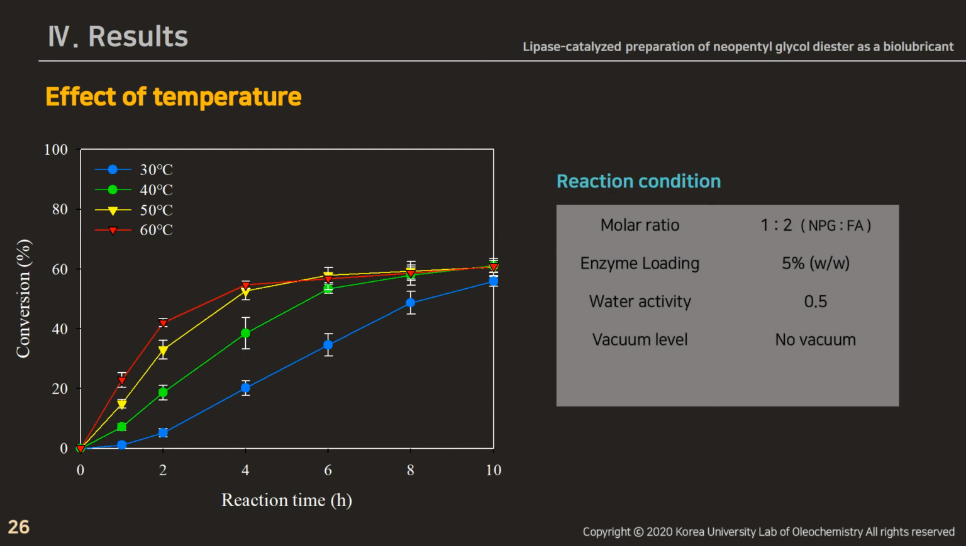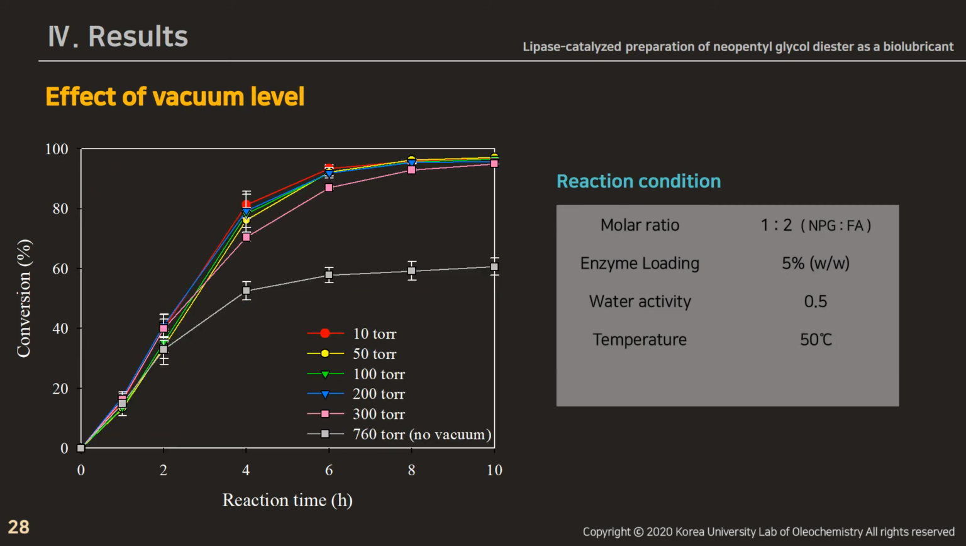Third, the temperature. Temperature is one of the crucial factors because of enzyme activity, residual activity, energy saving, etc. The conversion obtained at temperatures of 50 and 60 degrees Celsius increased significantly with time during the first 6 hours and then approached equilibrium at longer times. So, 50 degrees Celsius was chosen as the optimum temperature.